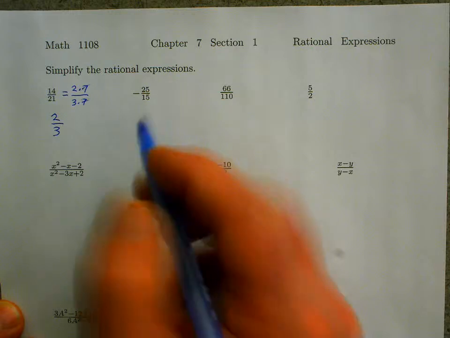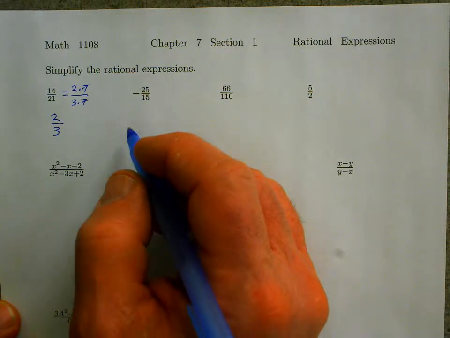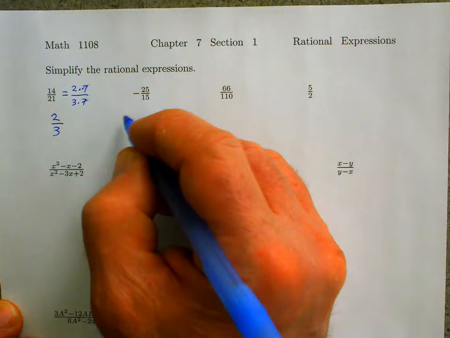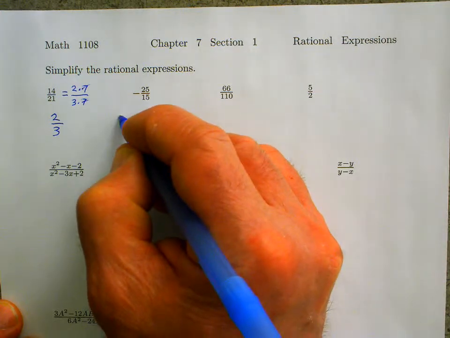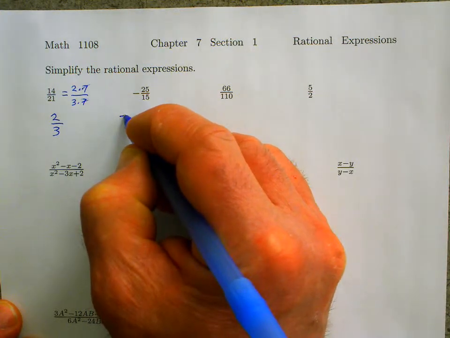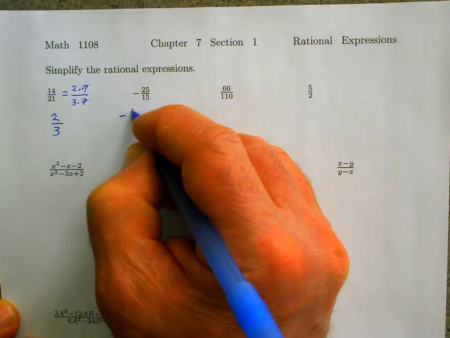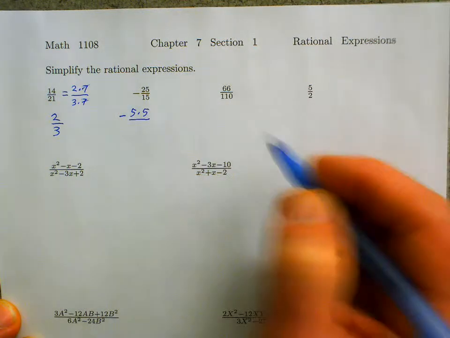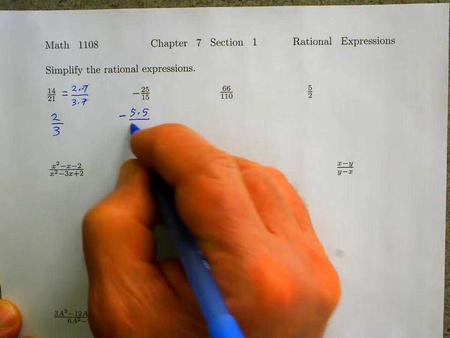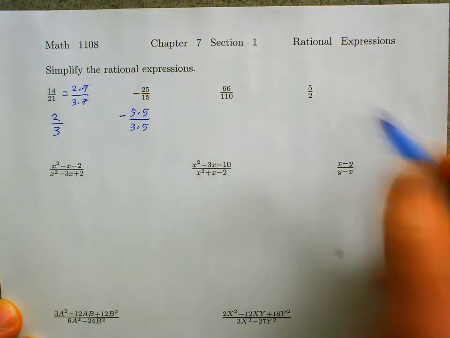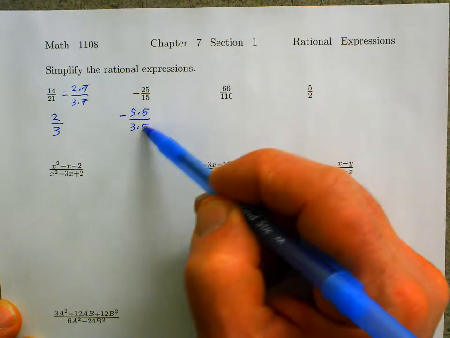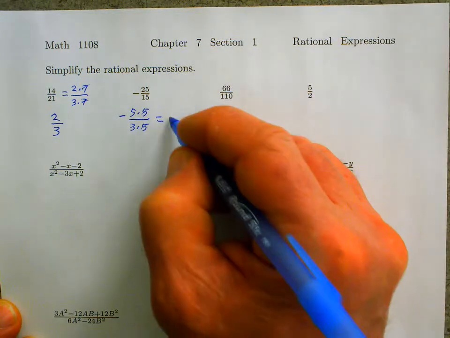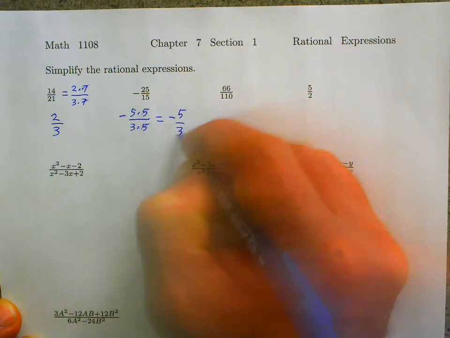For this one, negative 25/15, well, we can think of that as negative 5 times 5. And then in the denominator, 15 is 3 times 5. 5 divided by 5 equals 1. So this simplifies to negative 5/3.